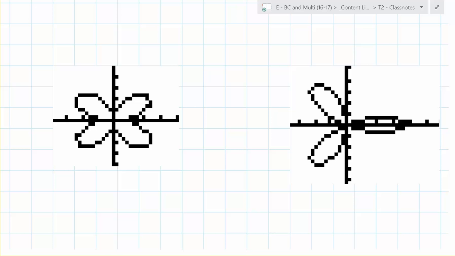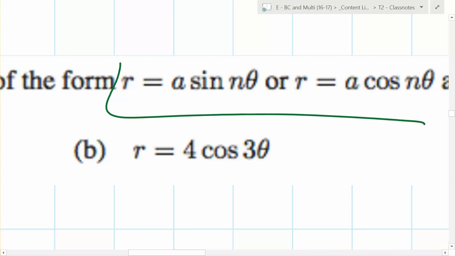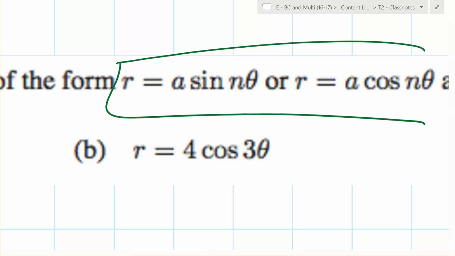Here's the thing. On the AP test, on the non-calculator section, you will have to know how to graph roses by hand. Things that are of this form right here, these two right here, you need to know how to graph those by hand. So I'm going to leave that to you to study: how many petals, how many times, what does the n theta do? You have to know what happens.